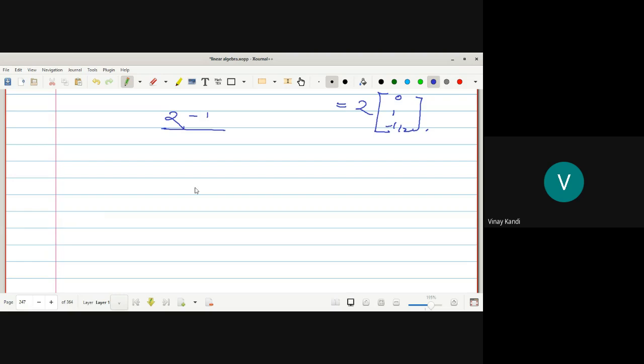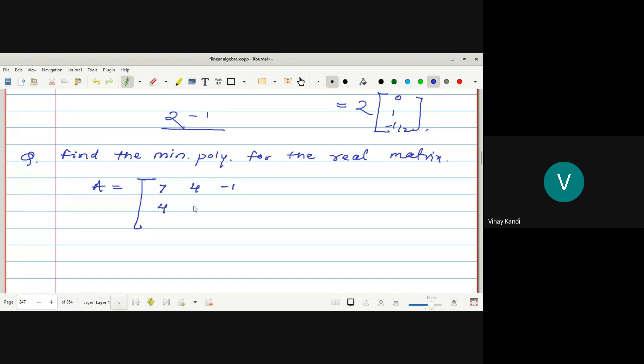Question: find the minimal polynomial for the real matrix. The matrix is given by capital A is equal to 7, 4, minus 1, 4, 7, minus 1, minus 4, minus 4, 4. First find out the characteristic polynomial.